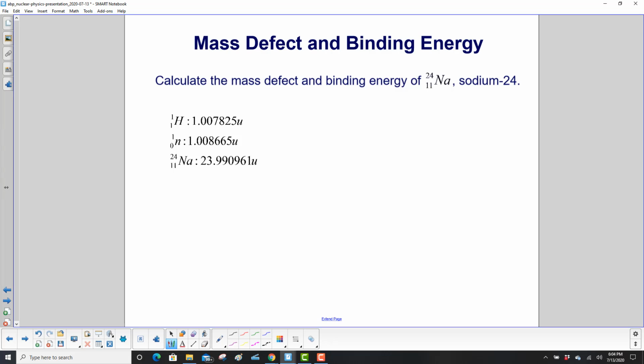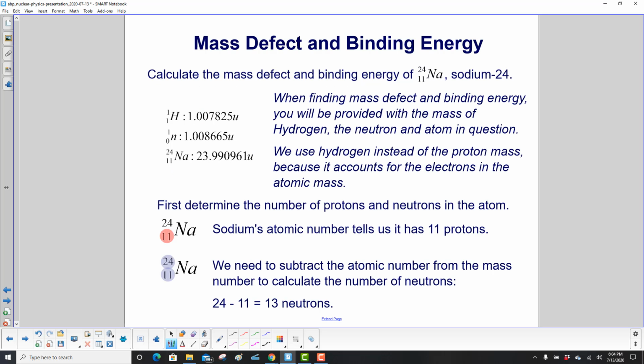Calculate the mass defect and binding energy of sodium-24. We're given the mass of the hydrogen atom, the mass of a neutron, and the mass of the sodium-24 atom. When finding mass defect and binding energy, we're given these quantities: the mass of the hydrogen atom, the neutron, and the atom in question. We use hydrogen instead of the proton mass because it accounts for the electrons in the atomic mass.